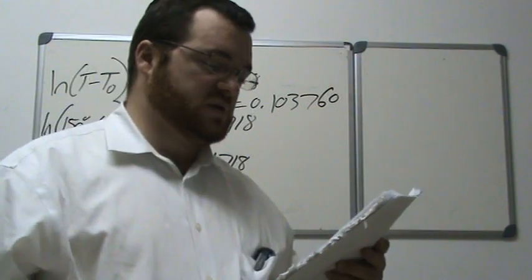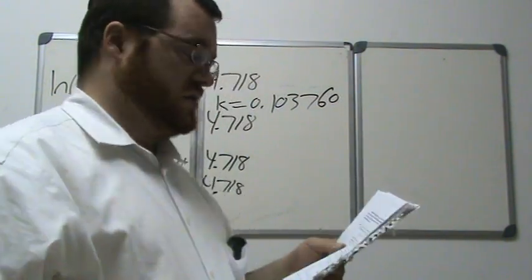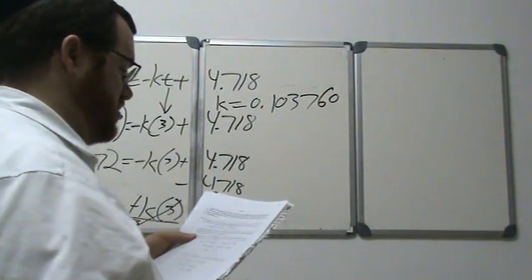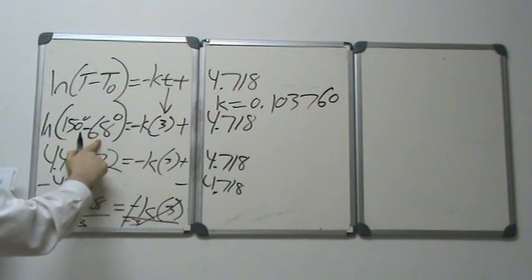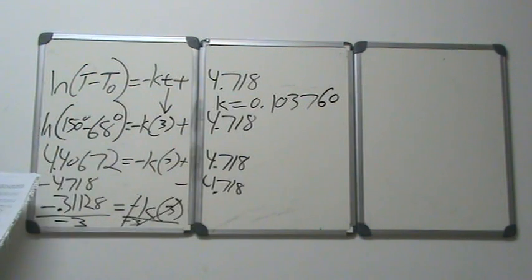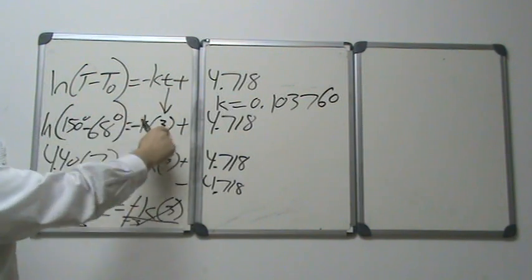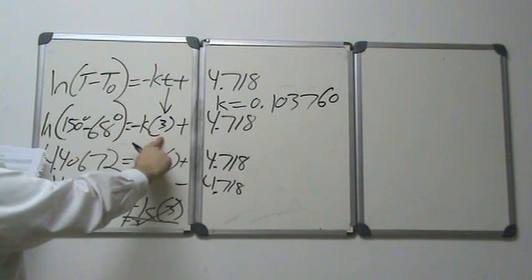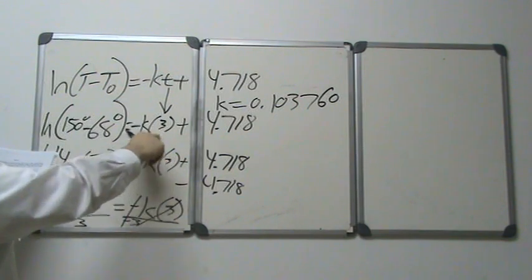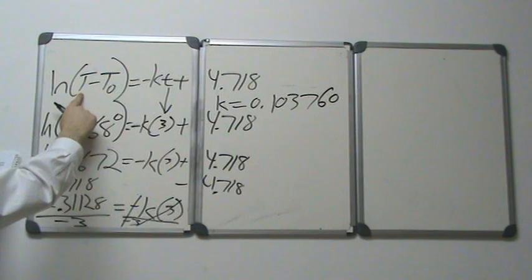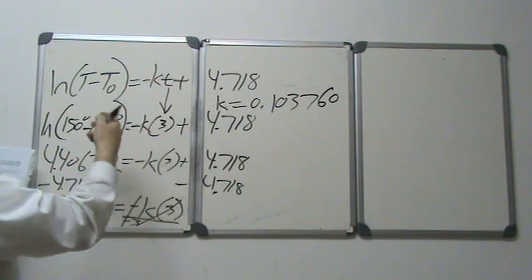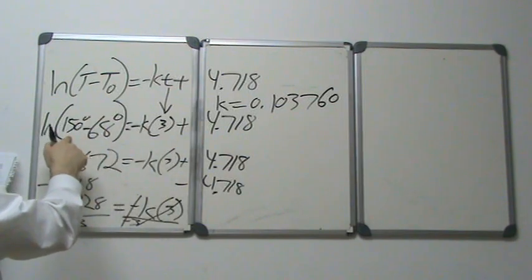A hot cup of chocolate is placed in a room that has a temperature of 68 degrees, and we said that T naught is the temperature in the room. So that's 68 degrees. Instead of T naught, put in 68 degrees. And after 3 minutes, so we said lowercase t is the minutes, so for lowercase t, put in 3. The temperature of the hot chocolate is 150 degrees, and we said in the beginning of the question that T is the temperature of the hot chocolate after it's been cooling for t minutes. So after 3 minutes, it's 150 degrees.